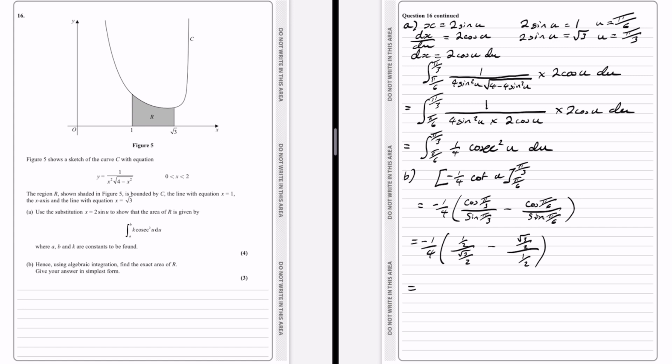So we've got a quarter. A half divided by root 3 over 2 will simplify to root 3 over 3. And the root 3 over 2 divided by a half is going to simplify to root 3. Root 3 is the same as 3 root 3 over 3 to give it a common denominator. And so root 3 over 3 minus 3 root 3 over 3 is minus 2 root 3 over 3. And lastly, I'll multiply by the minus quarter to get root 3 over 6 as the exact area.